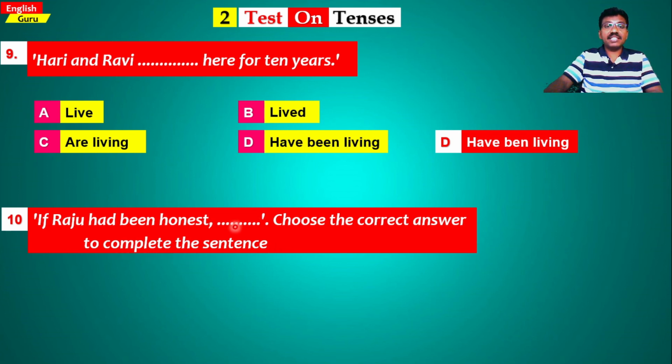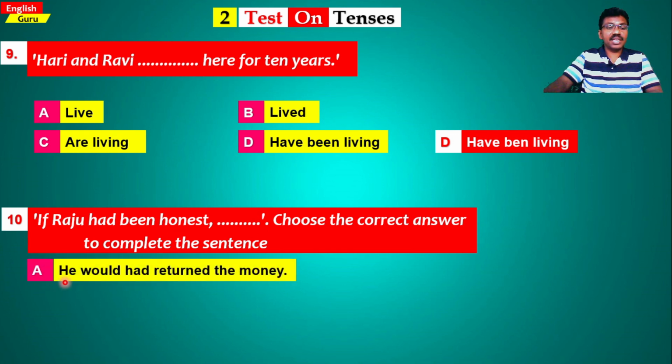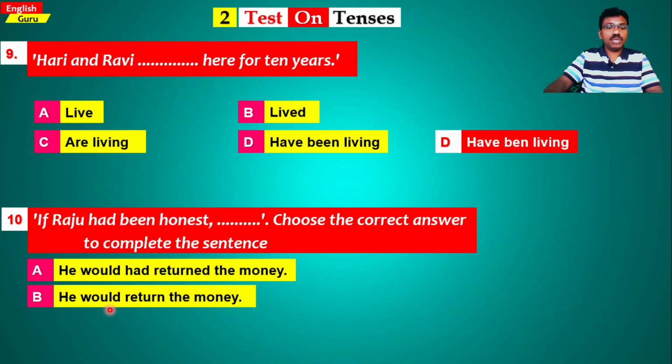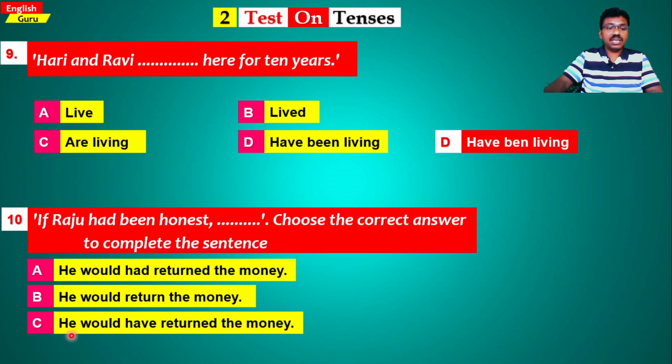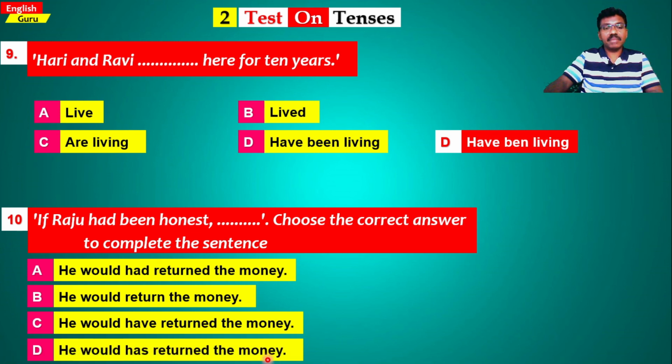So we have to fill this blank choosing the right answer from the given options. Option A, he would have returned the money. B, he would return the money. C, he would have returned the money. D, he would has returned the money. Now come back to the question, if Raju had been honest. Basically we can understand this is if conditional clause. Had been means this is a third conditional sentence, third type of conditional sentence.